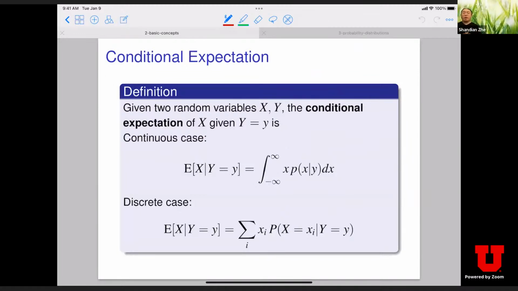And then we can define the so-called conditional expectation. We know that the expectation of any random variable X is an integral of X multiplied with the density function of X dx. And the conditional expectation is very simple. You just replace the density function with the conditional density function.